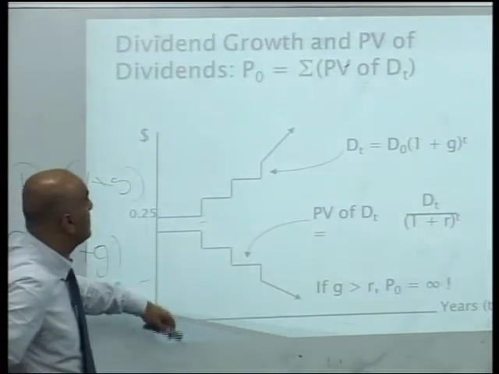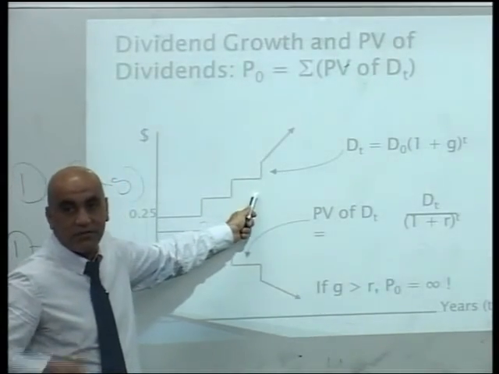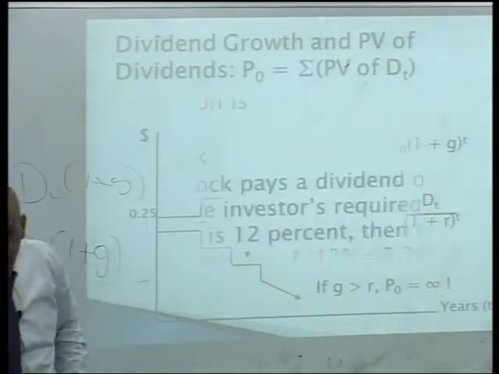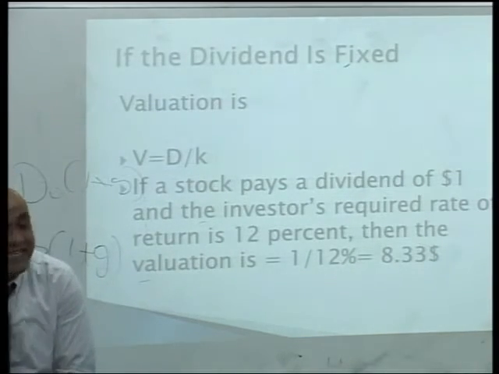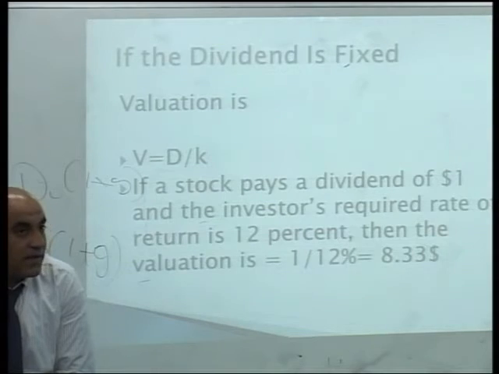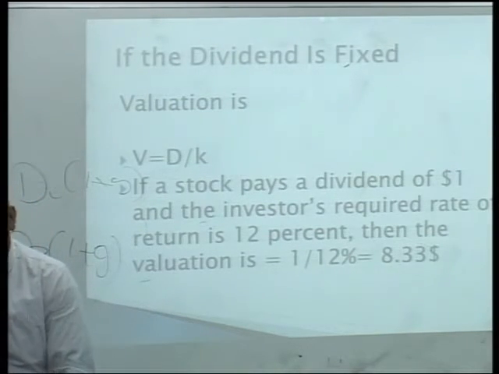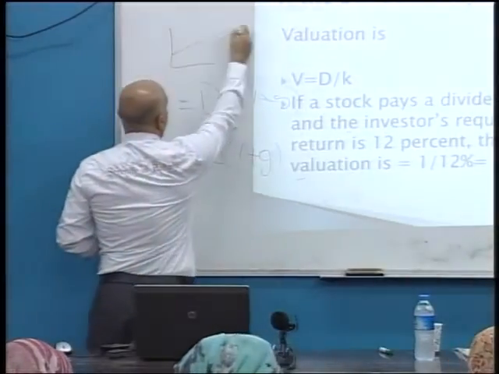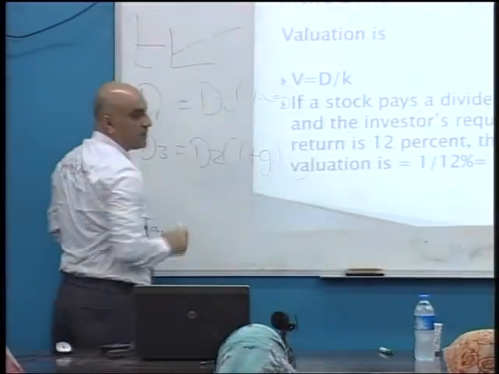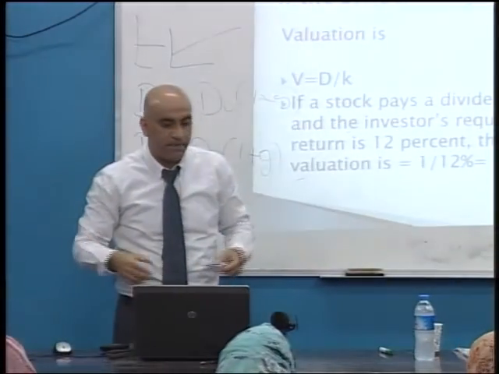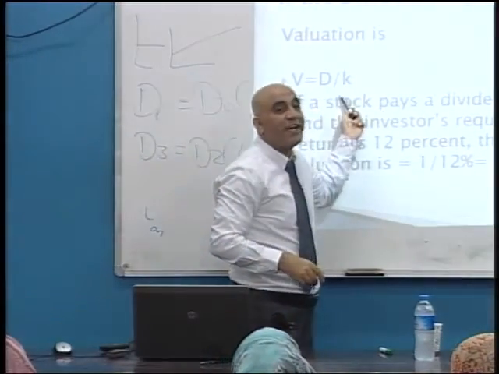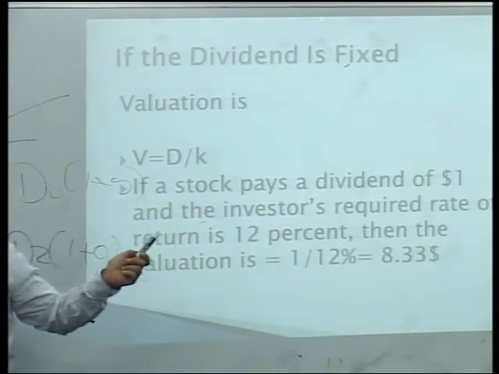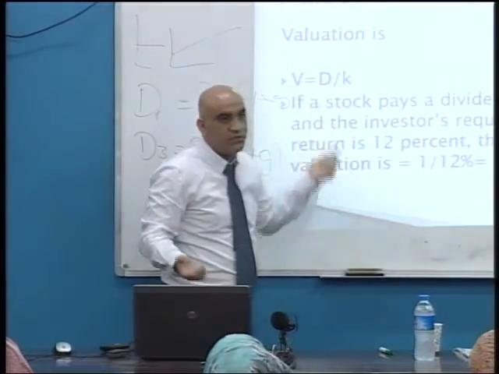You can look at this chart. We have constant growth. This is positive. We have negative growth. If the dividend is fixed, there is a difference between constant and fixed. Constant is like this. Fixed is like this. So this is constant growth, and this is fixed growth. So there is no growth. The growth is 0. So when the growth is 0, we don't have G. So the value of the stock is equal to the dividends, any dividends, divided by the required rate of return.